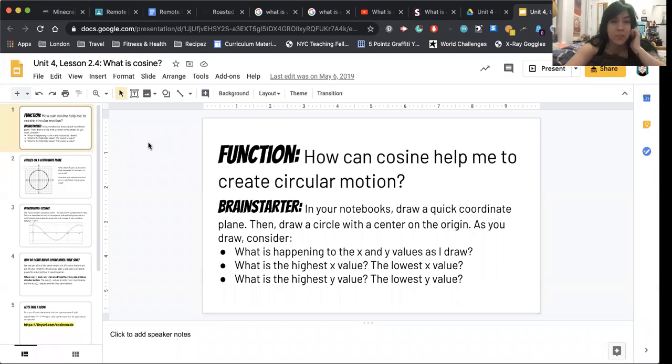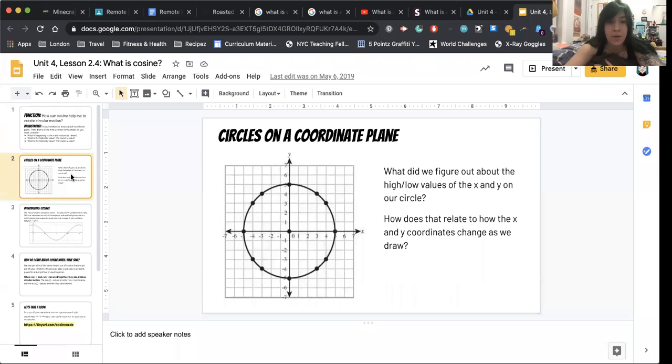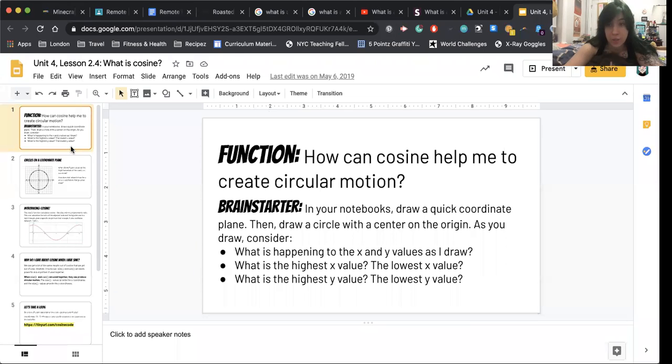All right, software. So this is your video on cosine. It's going to be very quick because cosine is not super different than sine. And to start us off, our goal today is to try and create circular motion.